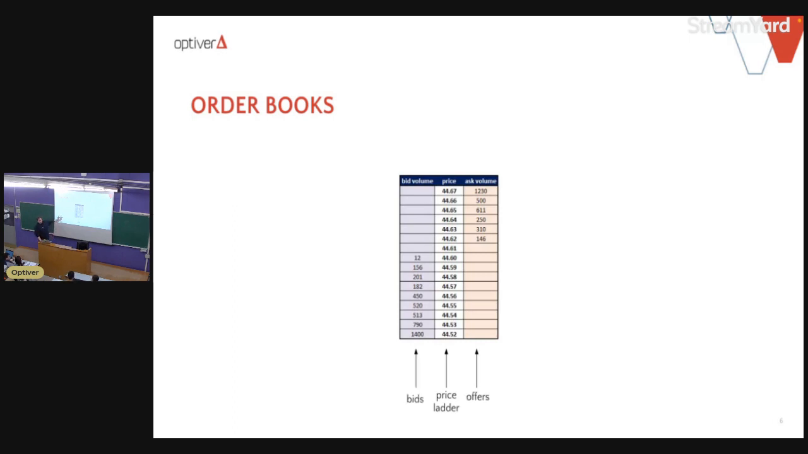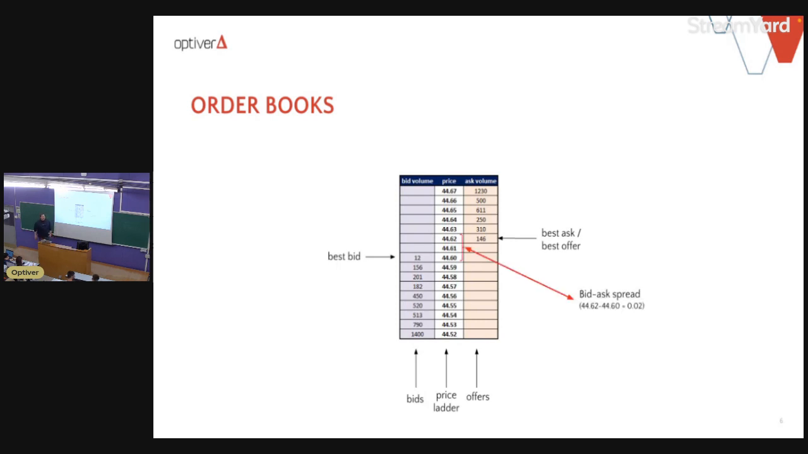You have bids on the left and offers on the right. Bids means people are willing to buy, and ask means people are willing to sell, right? So you have buyers and sellers, and that is how trading happens. So when buyers and sellers agree on the price, you have a trade. The best bid is basically the person that is willing to pay the most, who wants to buy at the highest price. And the best ask or best offer is the person who wants to sell for the least amount of money. So those are the most competitive prices that are going to be traded first.